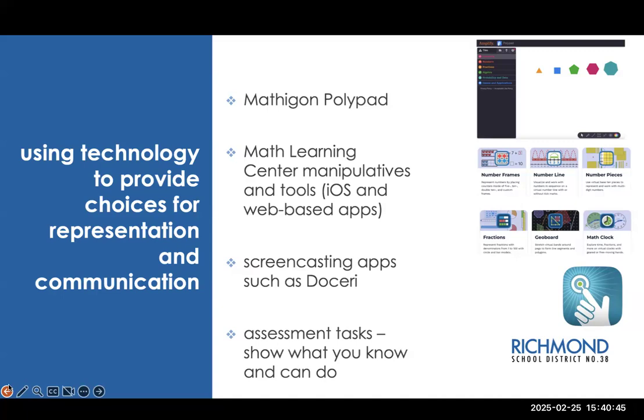The Math Learning Center also has manipulatives and tools. They're both iOS and web-based apps, and these are all in self-service if you're using Richmond devices. So the number frames, number line, number pieces, which are like base 10 blocks, fractions, geoboards, math clocks. There's all sorts of different math learning manipulatives and tools, again, that students can use to represent and communicate their understanding, but you can also use as a teacher as well.